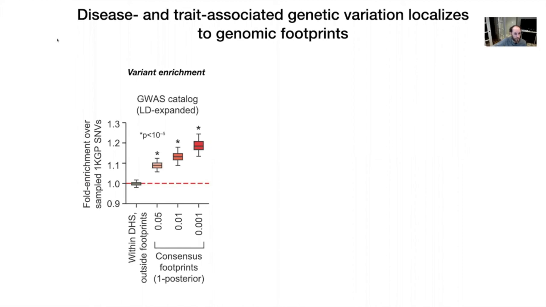To do this, we performed enrichment of the GWAS catalog SNPs after LD expansion in DHSs, but outside footprints, and then in increasing stringencies of consensus footprints. What we find here is a strong increase in enrichment in the strongest footprints, while there is no enrichment within DHSs outside footprints, suggesting that the vast majority of trait-associated variation is mediated by variation within footprints.